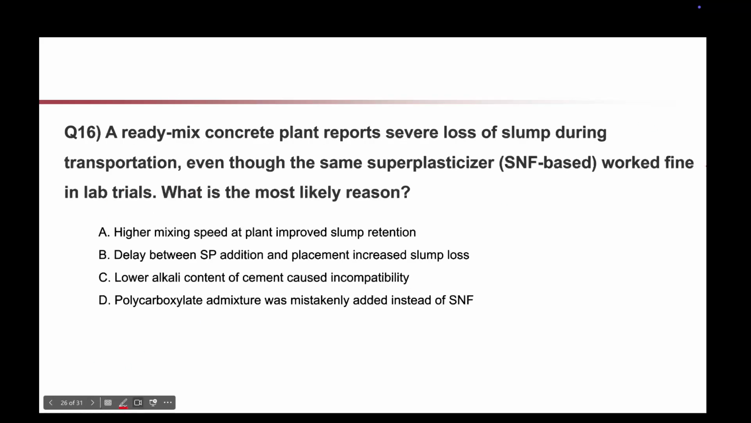So this is the application based question. A ready-mix concrete plant reports severe loss of slump during transportation, even though the same superplasticizer worked fine in the lab trials. What do you think is the most probable reason for this? Higher mixing speed at plant improves slump retention, delay between SP addition and placement, lower alkali content of cement, PCE admixture was mistakenly added instead of SNF.